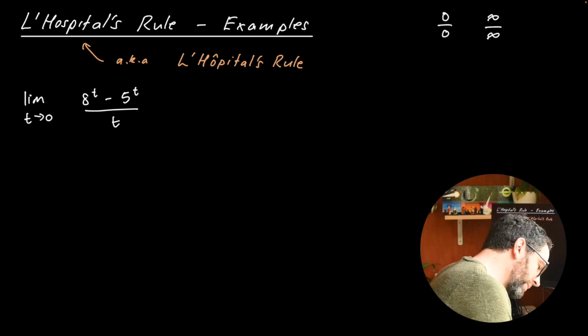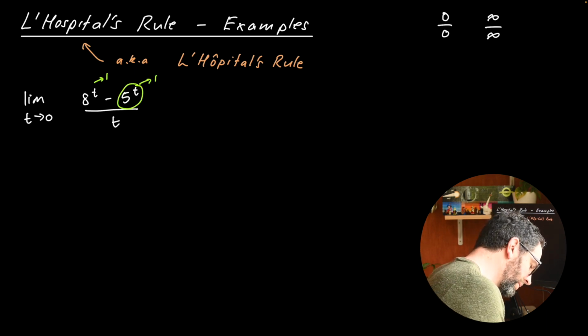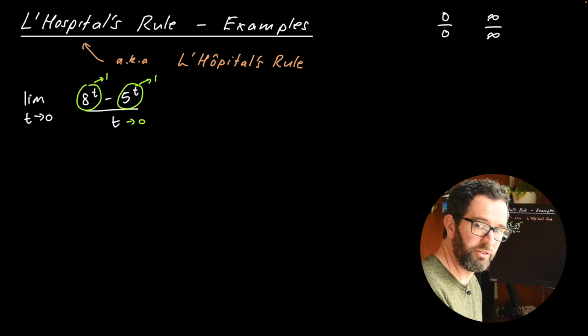So here, we can see that 8 to the t, as t goes to 0, anything to the power of 0 goes to 1. So both of those pieces on the top are heading towards 1. And the bottom is going towards 0. So we get a 1 minus 1, which is 0, divided by 0 situation here.